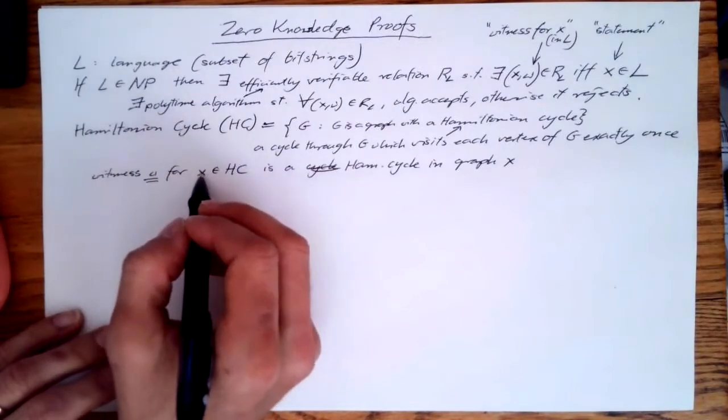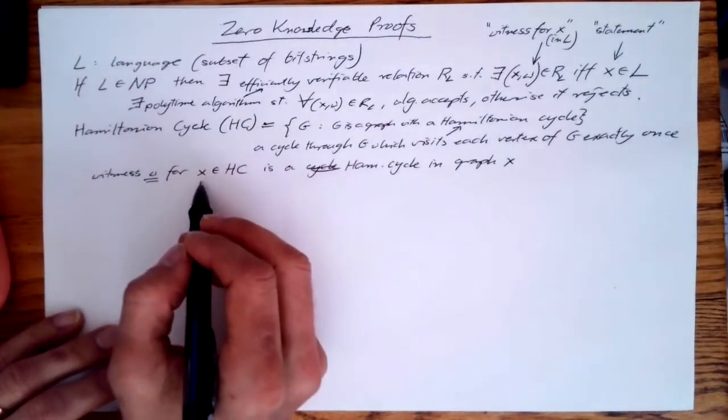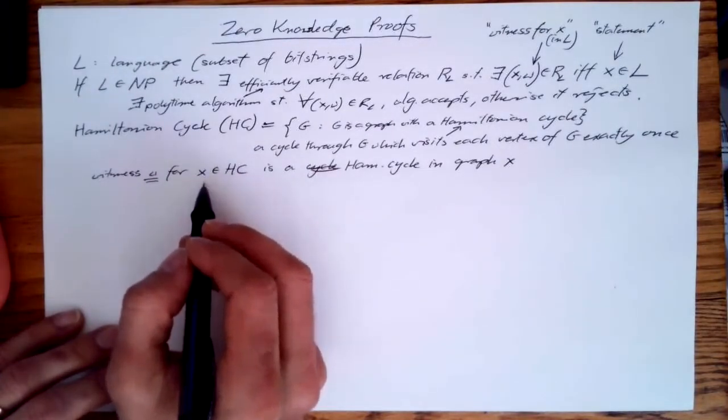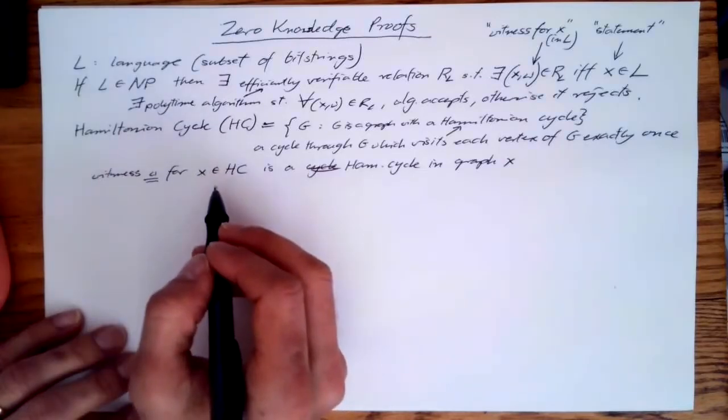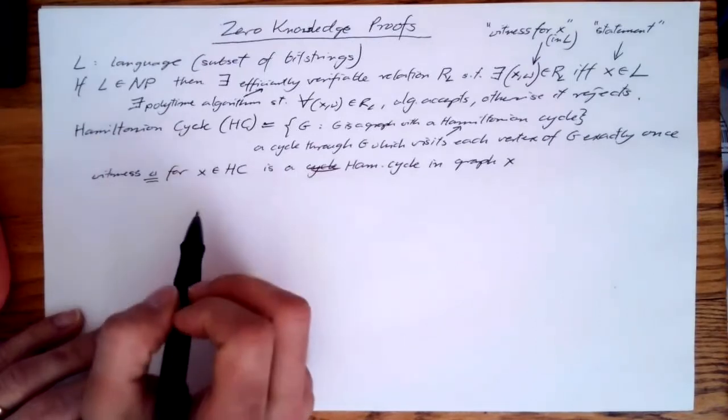So if there existed a polynomial time algorithm that decides whether a graph has a Hamiltonian cycle or not, then all problems in NP would have polynomial algorithms. So all problems are reduced to this.